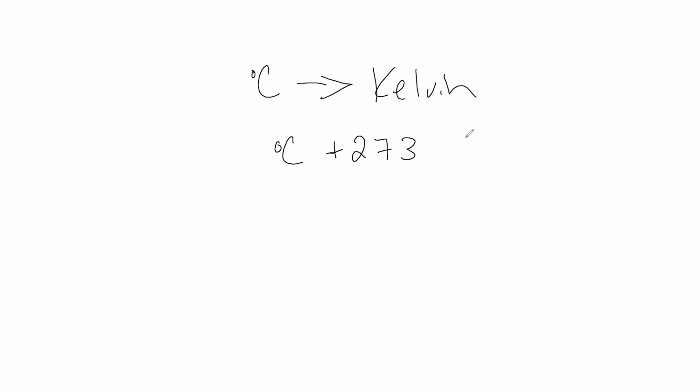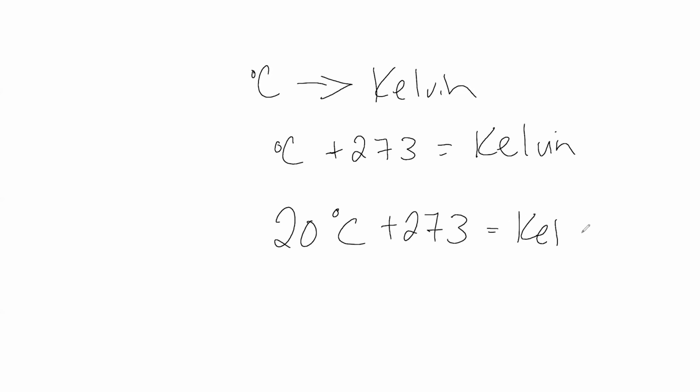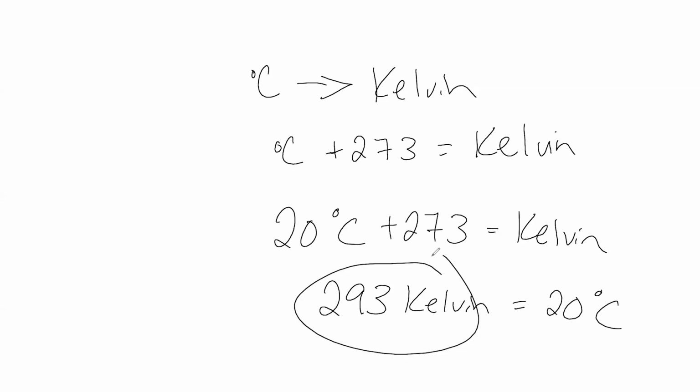And finally, for today, we're going to go from degrees Celsius to Kelvin, which, opposite of what we just did, we're going to take our degrees Celsius and add 273 to it to get our Kelvin. So for our degrees Celsius here, we're going to use 20 degrees Celsius plus 273 to figure out our Kelvin. 20 degrees plus 273 is 293 Kelvin, which is equal to 20 degrees Celsius, because this is what my end result is, and this is what I started with.